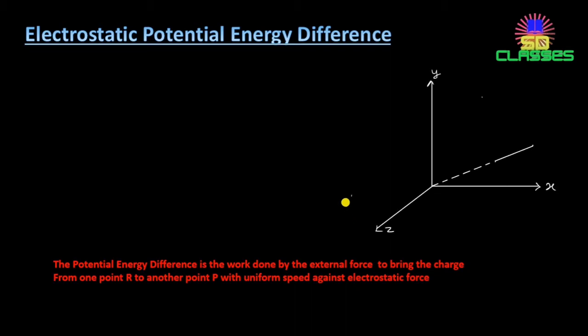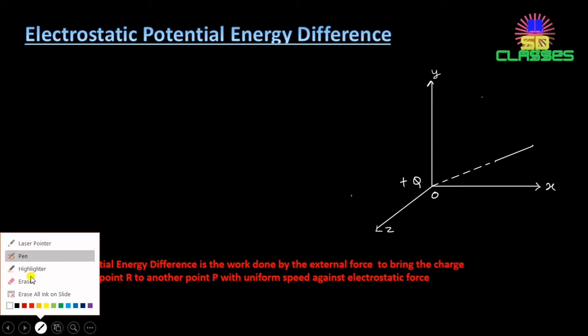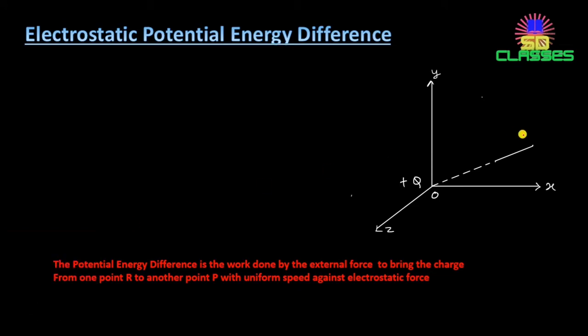Suppose you have a source charge plus Q here at the origin, and you want to bring, let me show it by red color, a plus Q charge from this point R to point P.